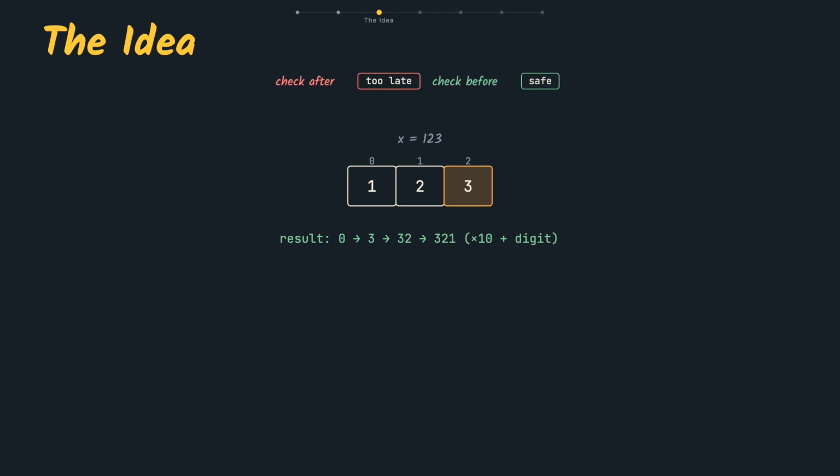Now the overflow check. You might think to do it after building. Don't. Check before you multiply. If the current answer is already past the limit divided by 10, multiplying by 10 will blow past 32 bits. Bail out. Let's trace it.